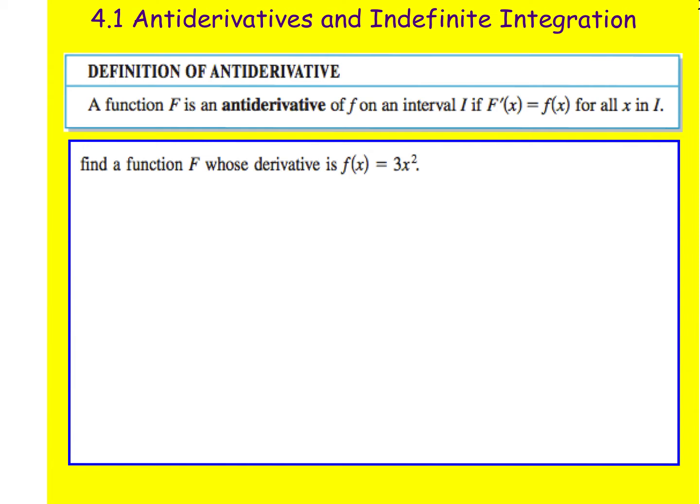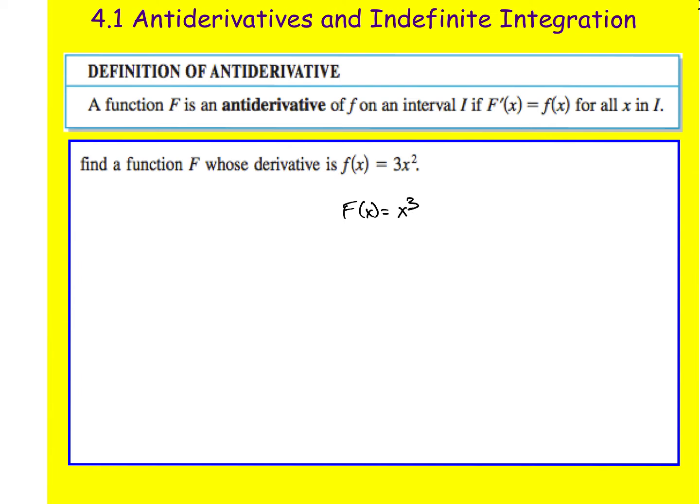So it's basically taking something and figuring out, if I took a derivative of something before, where did I come from? That's what an antiderivative is. So I need to find big F, whose derivative is f of x equal to 3x squared. What function, if I took a derivative of it, would give me 3x squared? X cubed. So big F of x is x cubed.